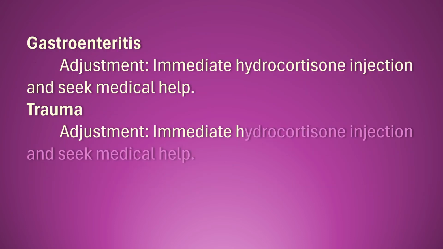Now, if we have gastroenteritis, this is one of the bigger ones, because if we have a full inflammatory state, and as we mentioned before, gastroenteritis and trauma are the things that could jump us into adrenal crisis. So it is very important that we have our hydrocortisone injection nearby in either situation, and that we have immediate access to medical help.